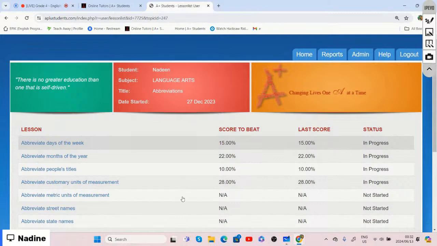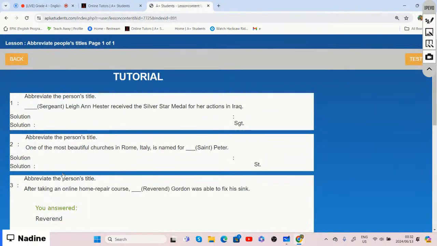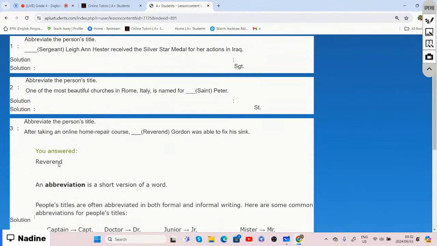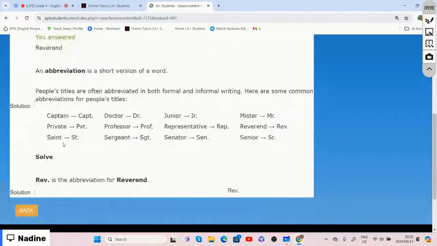So we said with that we have our days of the week as well as our months of the year. Both, if we shorten those words, need to start with a capital letter, and that shortened word ends with a period, right? So now we're going to abbreviate people's titles. An abbreviation, of course, we said is a short version of a word. It's like we have shortened that word, right?